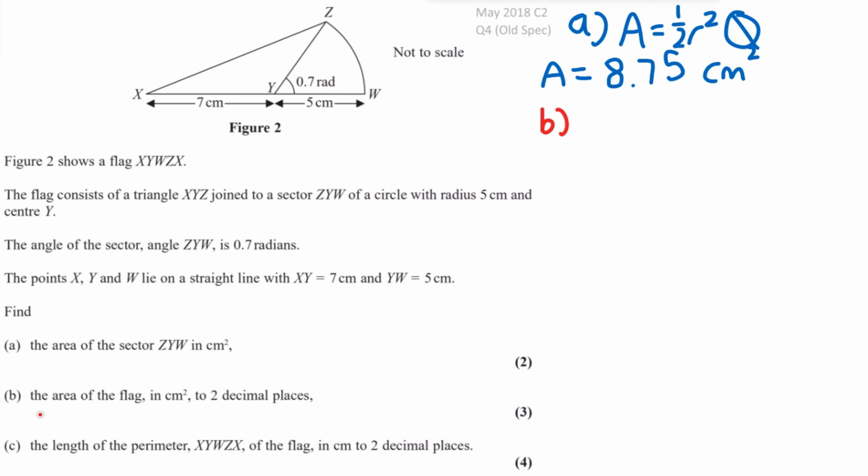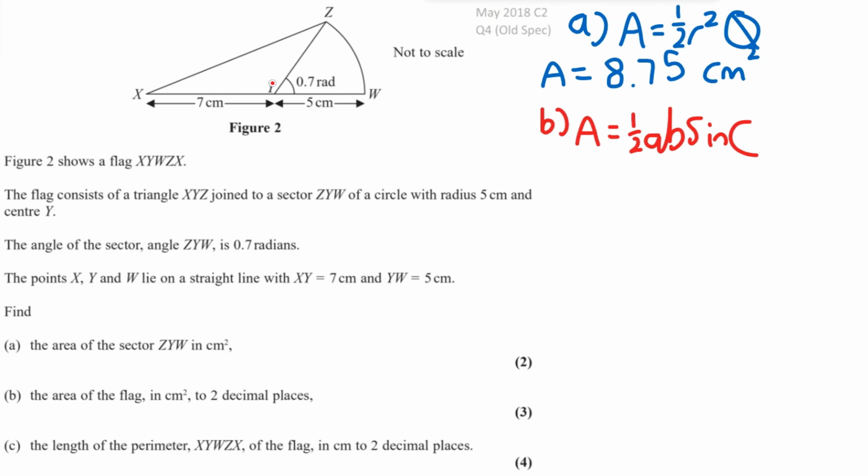So for part B, we need to find the area of the flag. It says that the flag is the whole shape. So we basically need to find the area of this whole shape. We've already found the area of the sector here, so we just need to find the area of this triangle here. Now, ideally, we would probably like to use A is equal to half ab sin C, because this is the easiest way to do it.